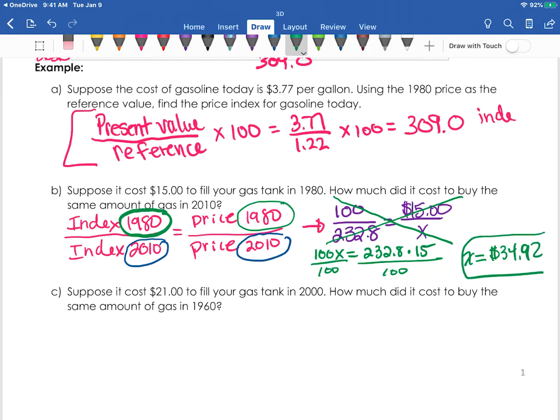34.92. What this tells us is, in 1980, if I filled up a tank of gas and it cost me $15, in 2010, it would cost me approximately $34.92 to fill up that same tank of gas because of inflation, because the prices are going up.